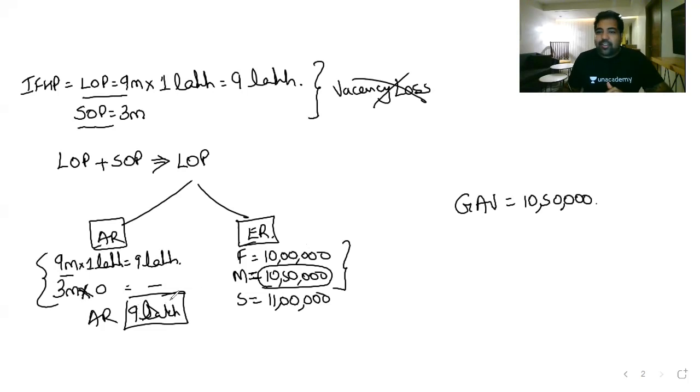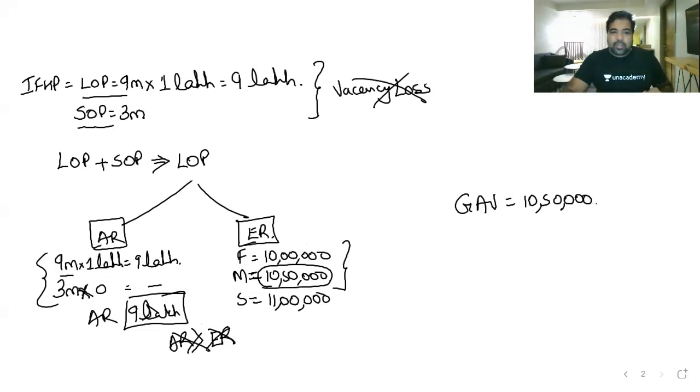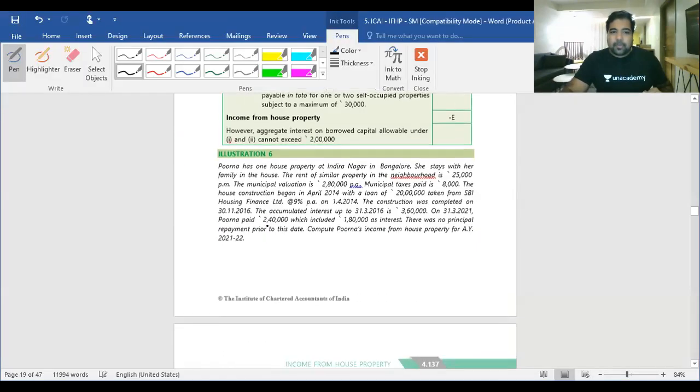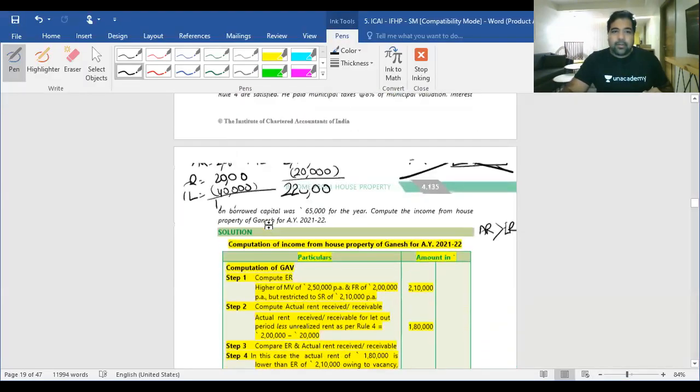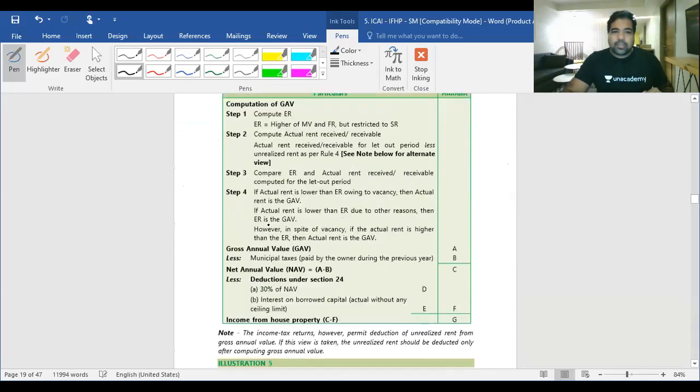Now just extending the concept, if there was a vacancy loss here, let's say you occupied it for 2 months and 1 month there was vacancy loss. Can I minus vacancy loss? No, because your AR is not greater than your ER. So I'm just combining the two concepts. Let's look at a module sum on just this same concept.